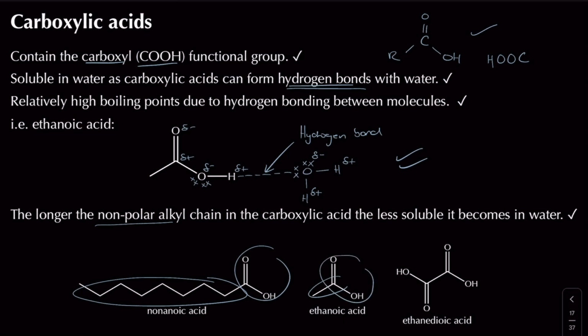Now, that's very important because if you were to look at dioic acids or dicarboxylic acids, whatever you want to call them, they actually have 2 carboxylic acid groups, one at either side of the chain, and they're going to be more soluble because they form more hydrogen bonds with molecules of water. So in this case, ethane dioic acid is more soluble in water compared to ethanoic acid because it forms more hydrogen bonds to water.